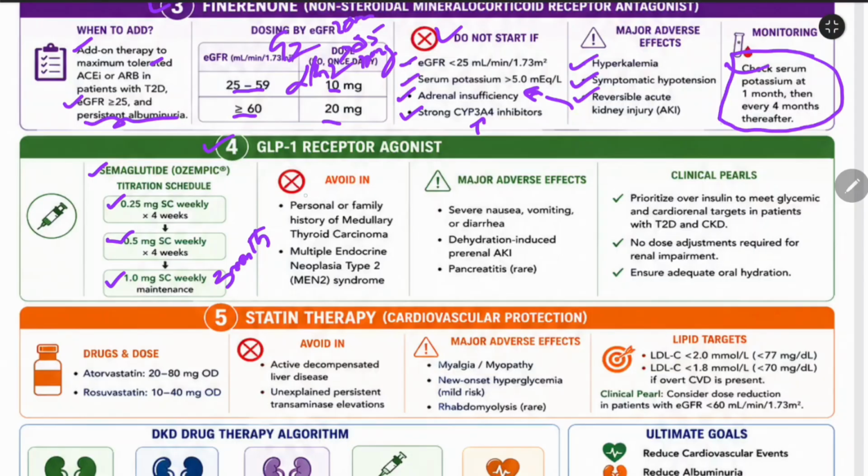maintenance dose. But this should be avoided. This is all rare actually. Personal or family history of medullary thyroid carcinoma, MTC, or multiple endocrine neoplasia type 2 syndrome, MEN2 syndrome.